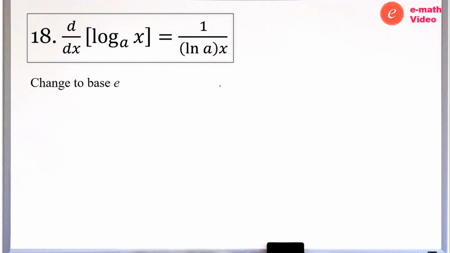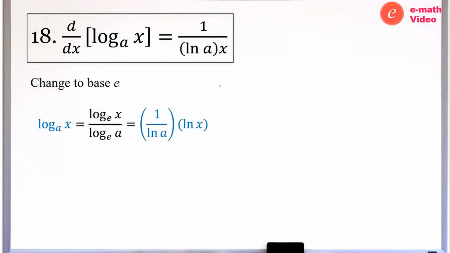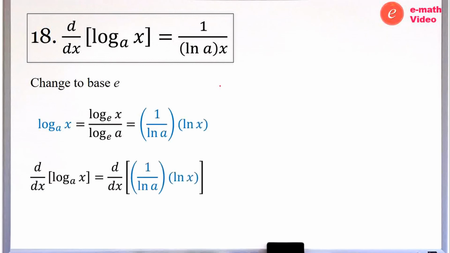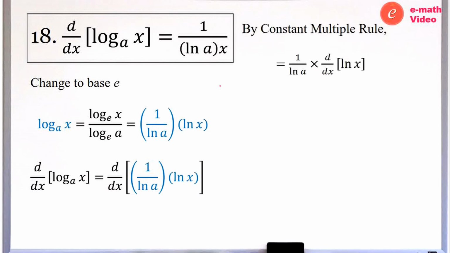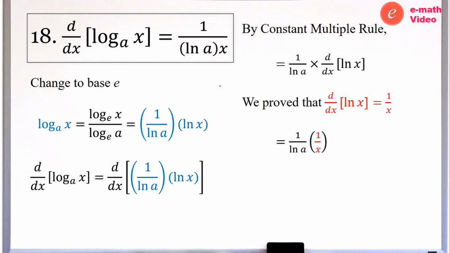And finally is number 18, derivative of log base a x. Same thing, we'll change the base to e, extract blue color, and take out the derivative. Summon our long lost friend, constant multiple rule. In this case, 1 over ln a is a constant multiple because it does not contain a variable x. We have proved that the derivative of natural log of x equals 1 over x long time ago. And now we have 1 over ln a times 1 over x. Therefore, the derivative of log base a x equals 1 over ln a times x.